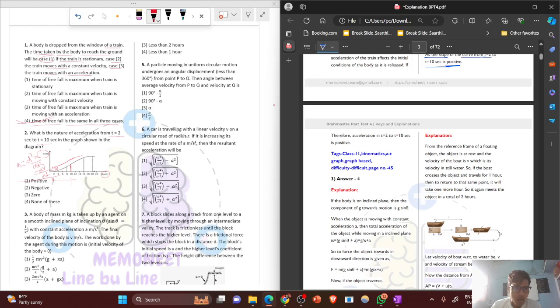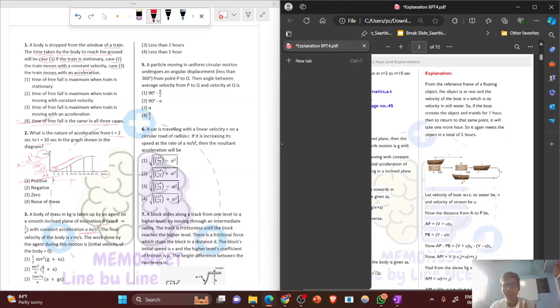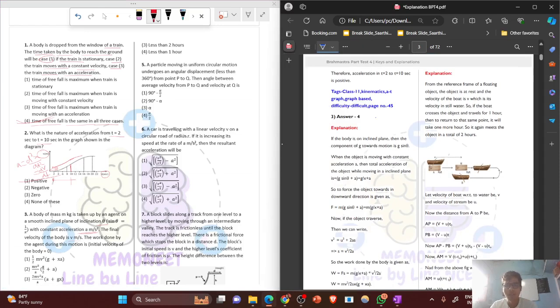A body of mass m kg is taken up by an agent on a smooth inclined plane of angle theta, with a constant acceleration of a meter per second square. The final velocity of the body is v. It is asking about the work done. The work done can be easily calculated using the conventional rule, that is force into displacement. If the body is on an inclined plane, the component of g along the motion is g sine theta. Along this there will be only g sine theta acting on it.